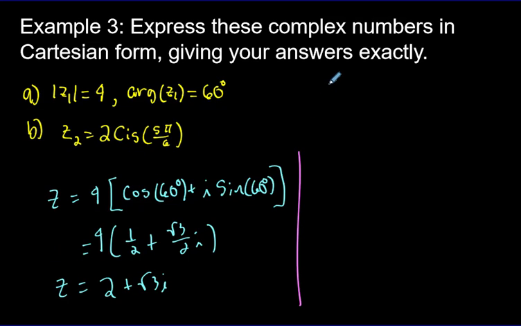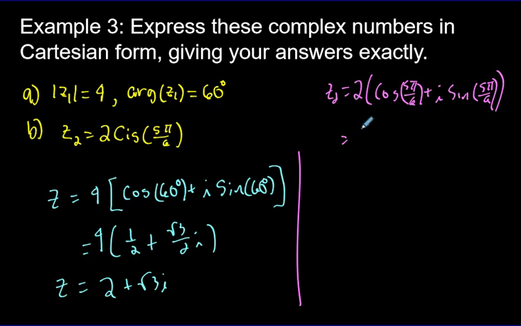Well, this z2, that's the same as 2 times the cosine of 5 pi over 6, right? Plus i sine of 5 pi over 6. Good? So that's the modulus argument form. So this is going to be equal to 2. What is the cosine of 5 pi over 6? Well, that's going to be negative root 3 over 2, right? Plus i sine of 5 pi over 6.